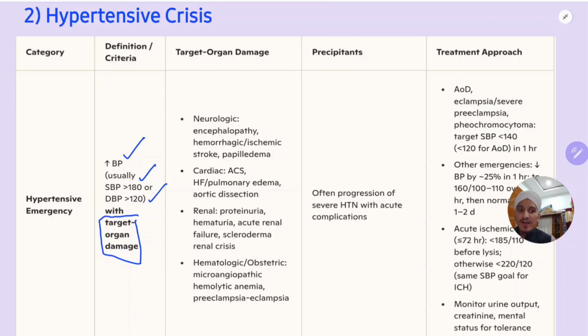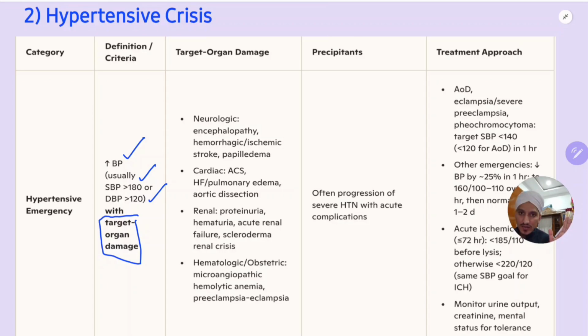Second, the patient may have MI, myocardial infarction, or may be in heart failure, which is related to the heart. Or the patient may come with aortic dissection along with increased BP. So all these things are target organ damage. Yes, these things are immediate pointers to target organ damage.